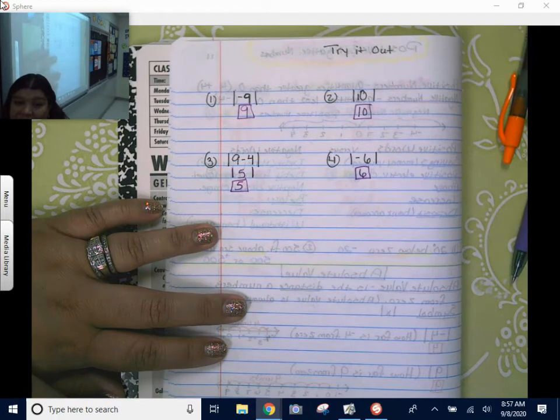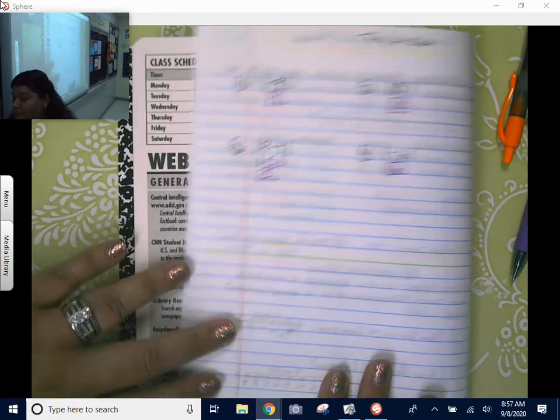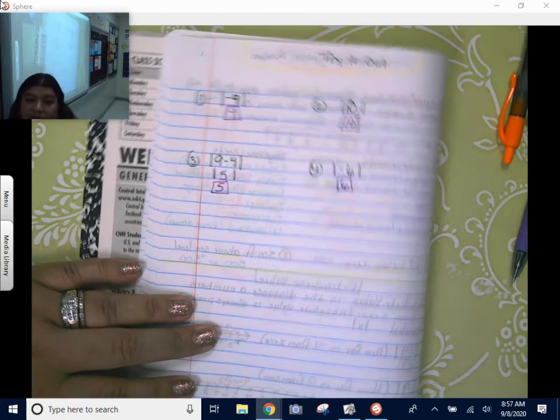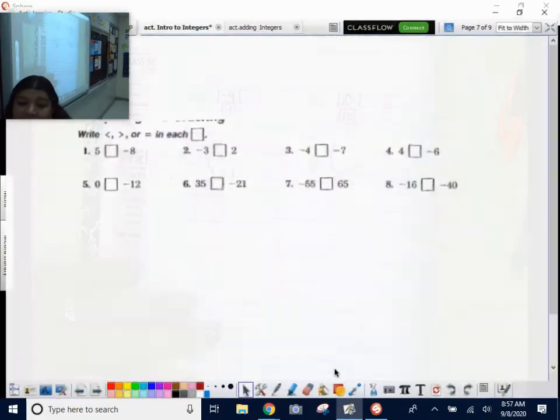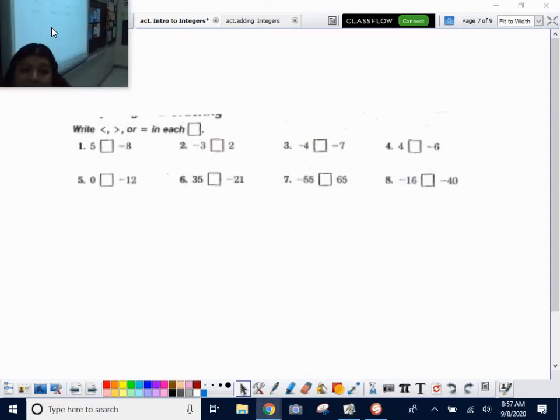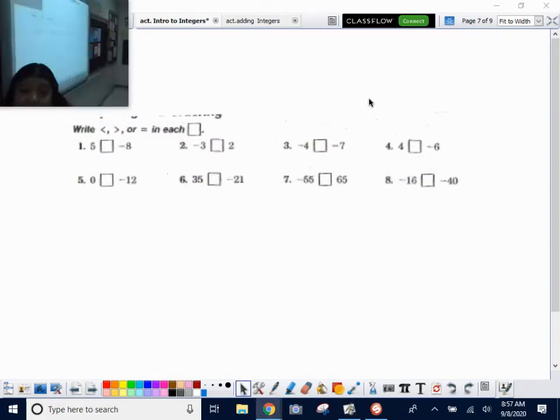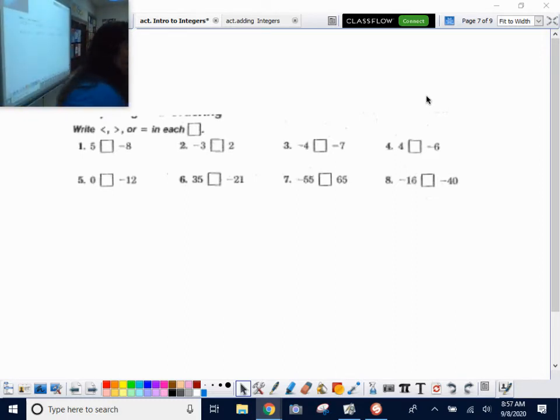All right. Now we're going to do some of these problems together. Okay. I'm going to switch my screen over. I'm just going to give you some more examples. You do not have to write them down. They're mainly for us to keep on practicing. So let's compare some positive and negative numbers. On this one, I'm comparing +5 to -8.